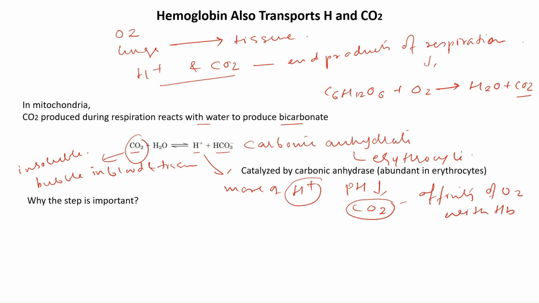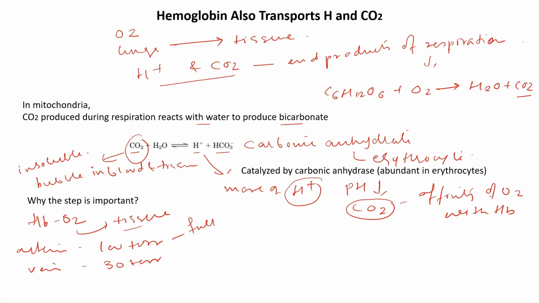We all know hemoglobin carries oxygen. Now it is important to release the oxygen in the tissues. And how can it release the oxygen? We already studied that the partial pressure of oxygen in arteries is 100 torr and in veins it is 30 torr. So hemoglobin is fully saturated in arteries and half saturated in veins. And this difference is important to release oxygen in the muscle tissues.